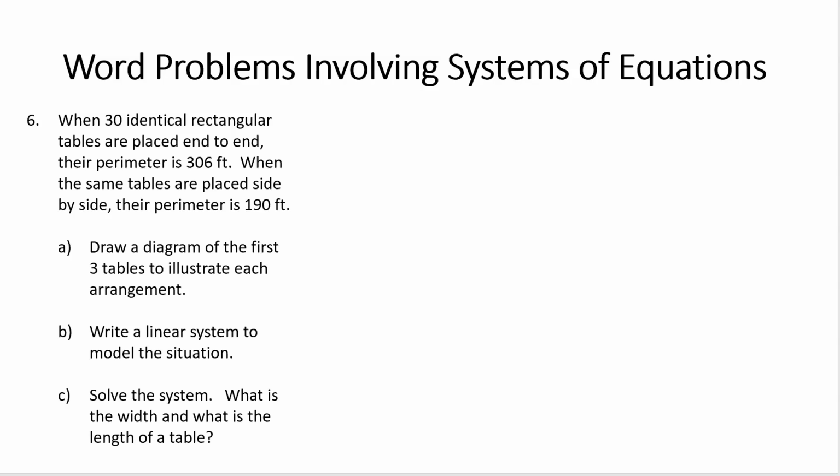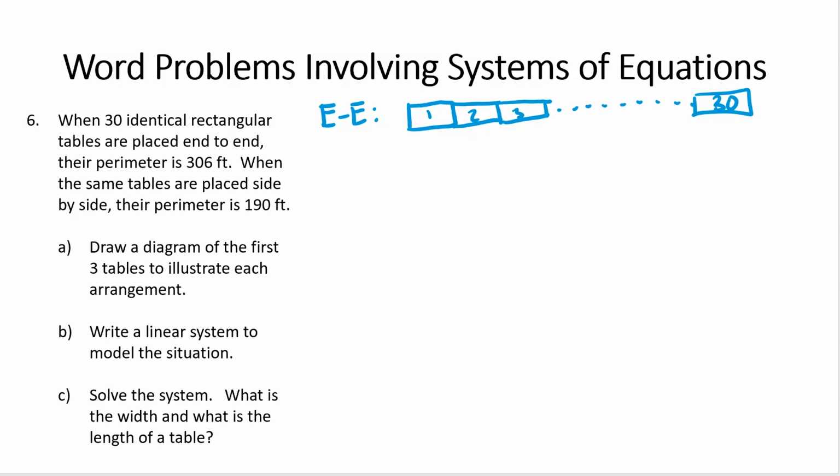Okay, so for part A, it says draw a diagram of the first 3 tables to illustrate each arrangement. So we'll say end to end. The end-to-end arrangement would be like this. You have rectangular tables placed end to end, this way. And that's just table 1, 2, and 3. We know that's going to go on until you reach the 30th table. You might as well draw that 30th table over here.